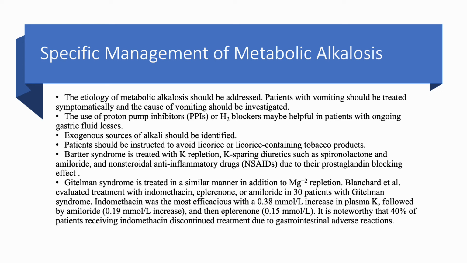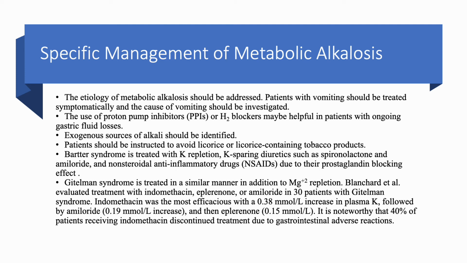Let's talk about certain situations. We should address the underlying diagnosis. So if someone is vomiting, we have to know why. If they stop vomiting, that will help a lot in correcting the metabolic alkalosis. So you give them medications to combat vomiting. Maybe you need to investigate, consult GI. Do they have peptic ulcer disease? Do they have gastroenteritis, etc.?